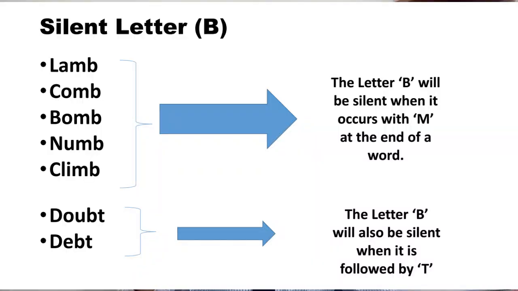Similarly, the letter B is silent in the words doubt and debt. Again, the reason behind it is the occurrence of B and T together.